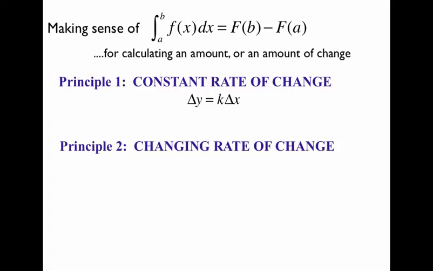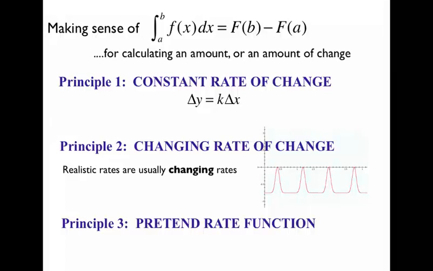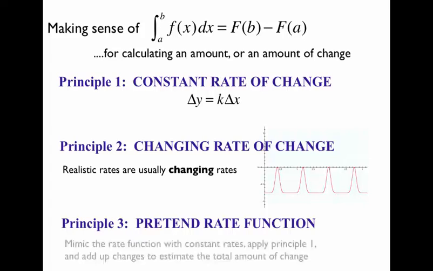Okay, principle number 2. We said that really, though, if you're looking at the rate of change of some object or some quantity, usually it's a changing rate, right? Realistic rates are usually changing rates. And so here's the picture of the flag lowering again. That's principle number 2. Principle number 3 is build a pretend rate function, right? So we want to mimic the rate function with constant rates so we can apply principle 1 and then add up the changes to estimate the total amount of change.